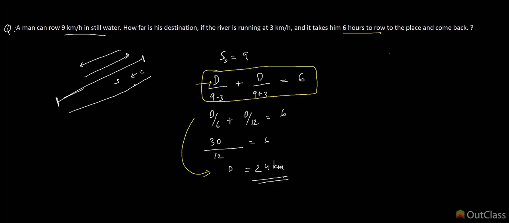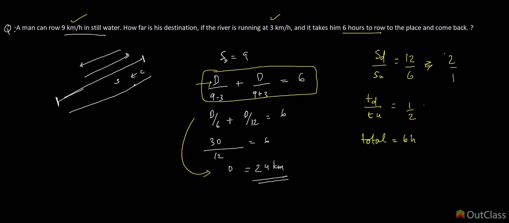Alternately, you can say that the downstream and upstream speeds are 12 and 6 from the given 3 and 9, which means they're in the ratio 2:1. So the time upstream, let's check this, time downstream by time upstream will be in the ratio 1:2. The speed ratio is 2:1. Time ratio is 1:2. So if it's a total of 6 hours, it should have been 2 hours downstream and 4 hours upstream.